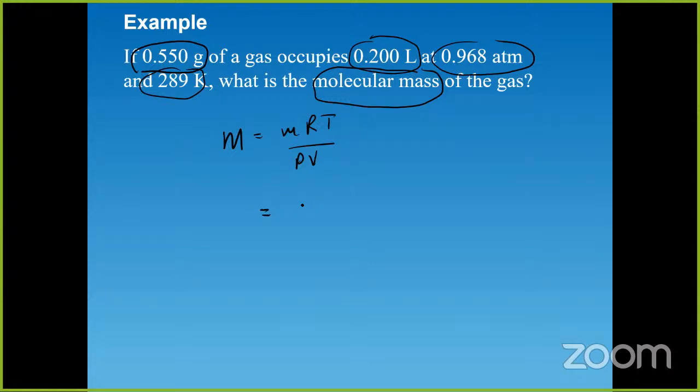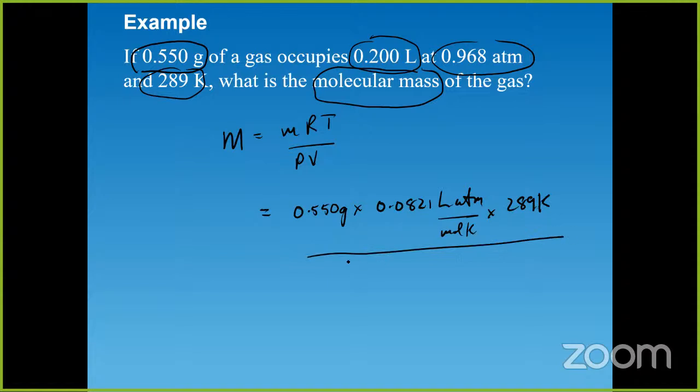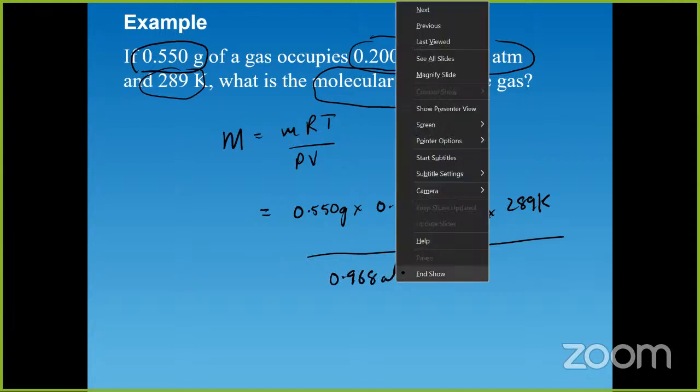In the case of the mass, that is 0.550 grams times R, which is 0.0821 liters atmospheres over mole Kelvin, times the temperature, which is 289 Kelvin. And then we divide that by the pressure, which is 0.968 atmospheres.